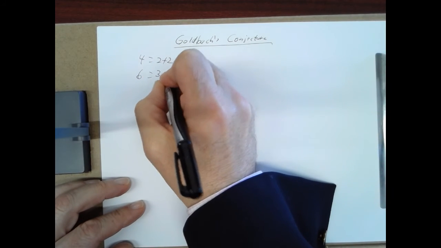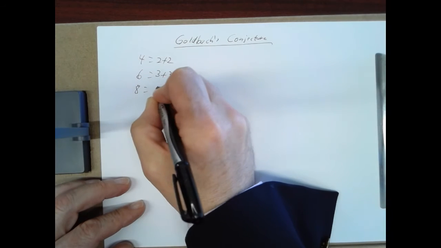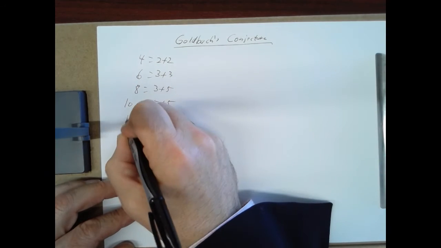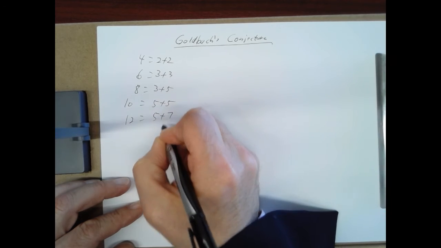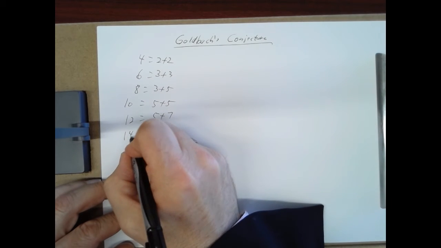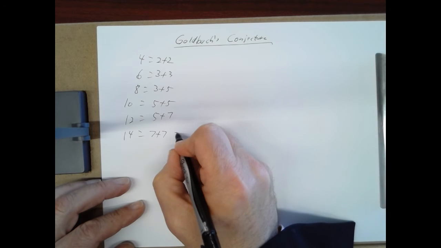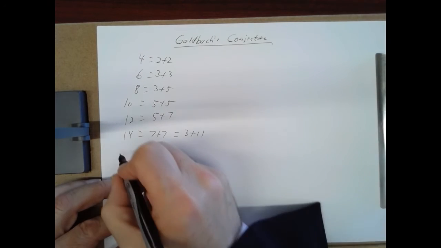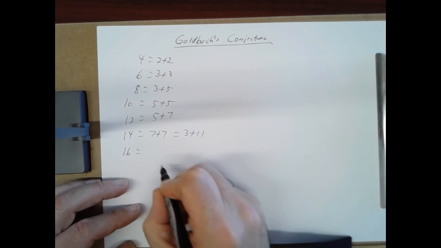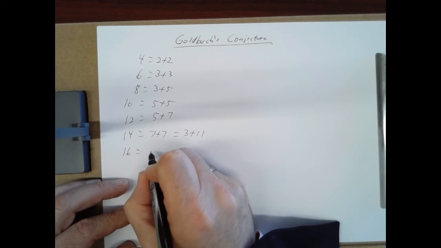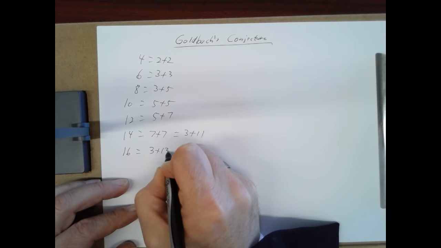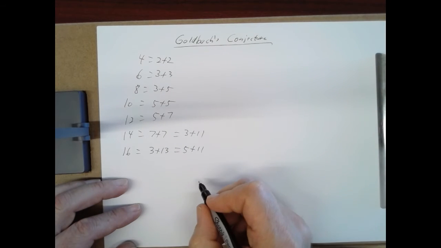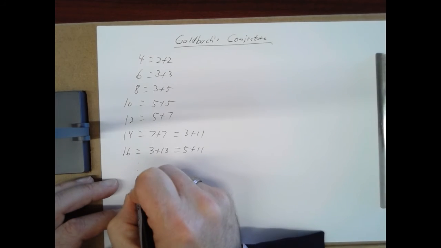6 is equal to 3 plus 3. 8 is equal to 3 plus 5. 10 is equal to 5 plus 5. 12 is 5 plus 7. 14 is 7 plus 7, but it's also 3 plus 11. 16 is 3 plus 13, but it's also 5 plus 11, and so on and so forth.